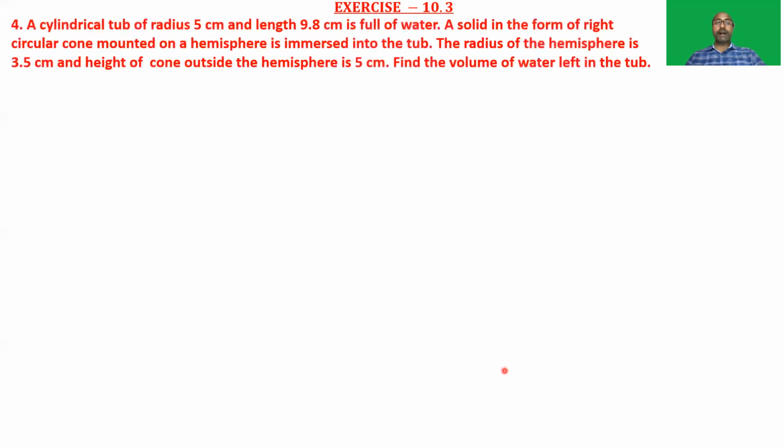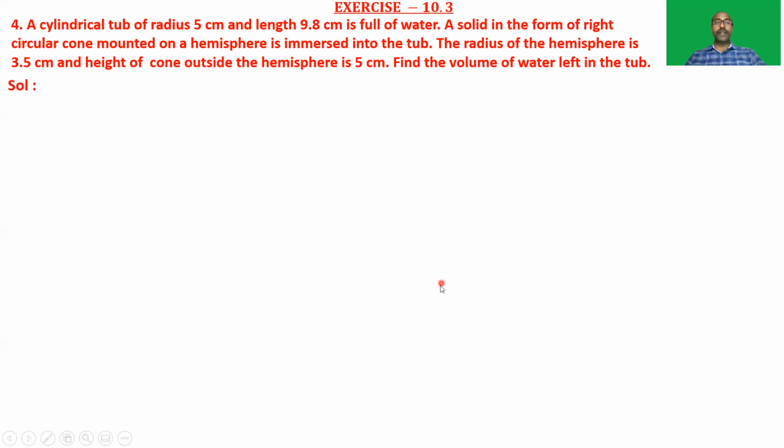A cylindrical tub of radius 5 centimeter and length 9.8 centimeter is full of water. A solid in the form of a right circular cone mounted on a hemisphere is immersed into the tub. The radius of the hemisphere is 3.5 centimeter and the height of the cone outside the hemisphere is 5 centimeter. Find the volume of water left in the tub.